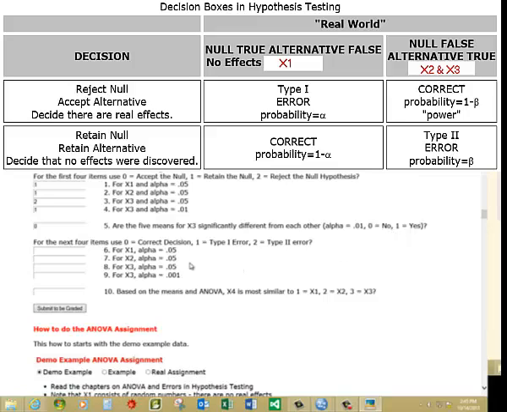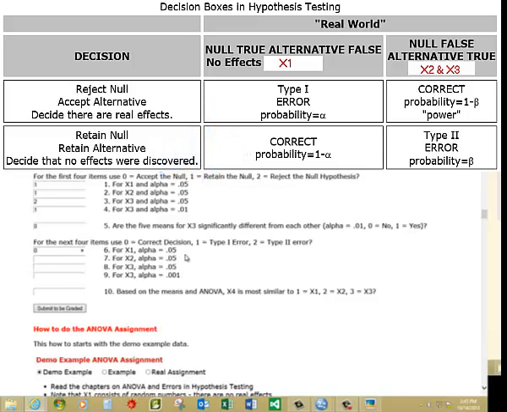Okay, so for x1, and alpha equals 0.05, we decided to retain the null hypothesis. So we retained the null hypothesis when in fact the null hypothesis was true. Therefore, we've made a correct decision. So we'll put a 0 in there.